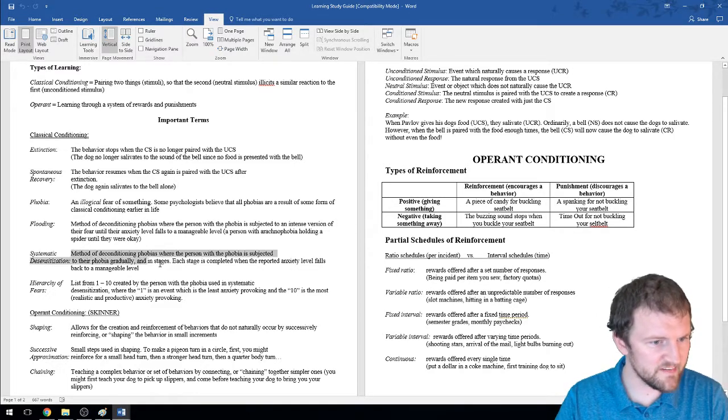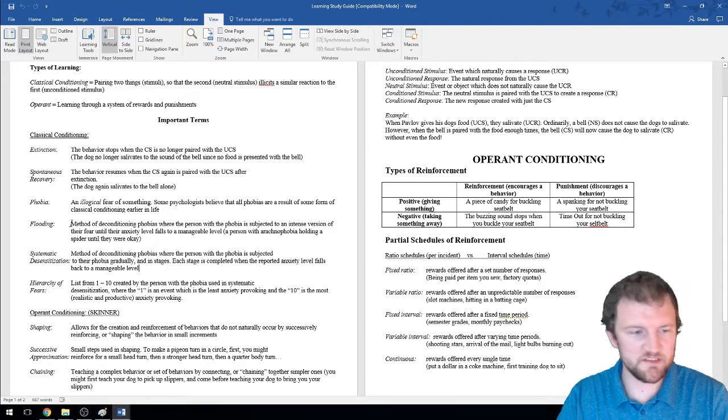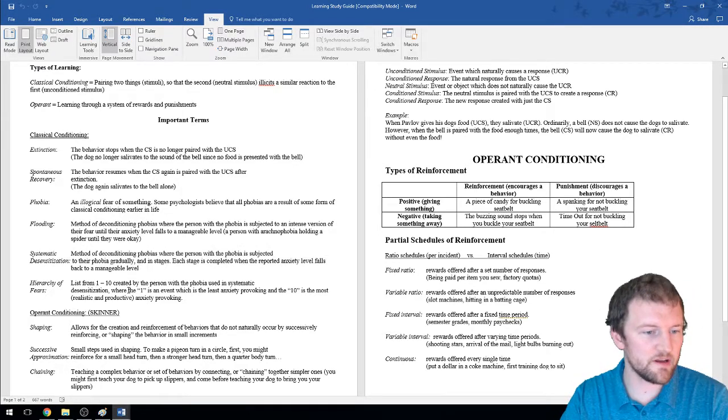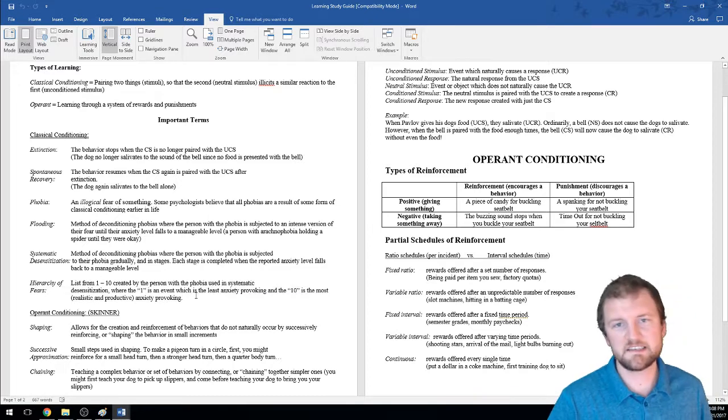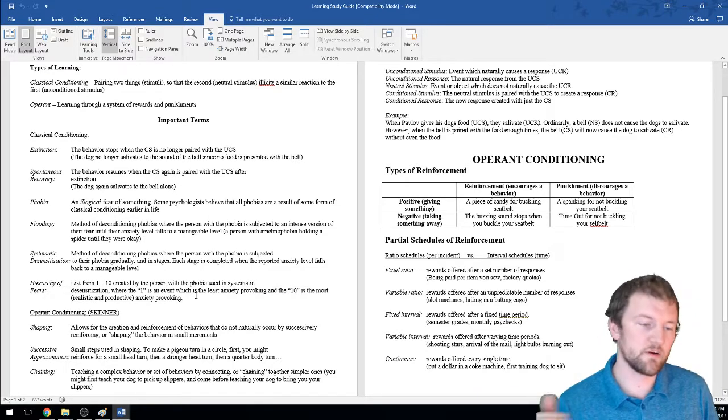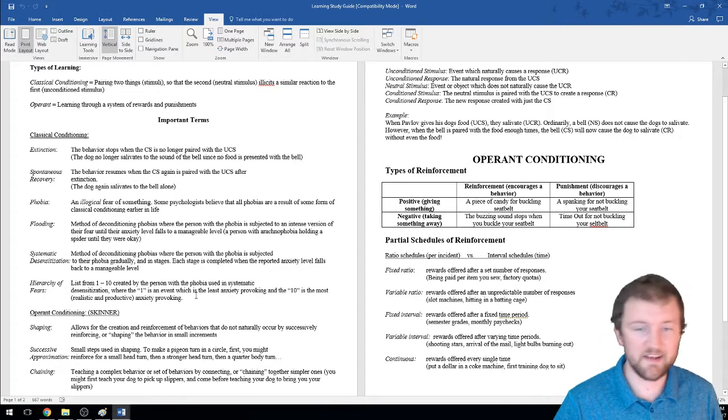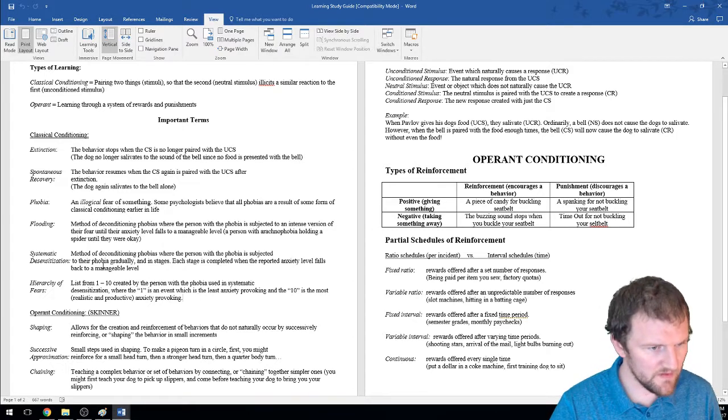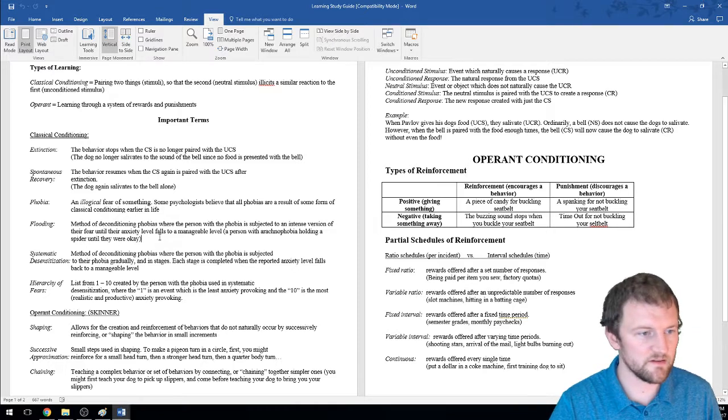So systematic sensitization is a way to decondition a phobia, like if you're afraid of dogs and then you expose yourself to dogs. But systematic sensitization is gradually using a hierarchy of fears. The hierarchy of fears is the list of 1 to 10 where you get gradually more and more anxiety provoking on the list. Those two go together, and then flooding is exposure all at once. So that would be, you just go to a dog park and deal with the anxiety until you calm down.